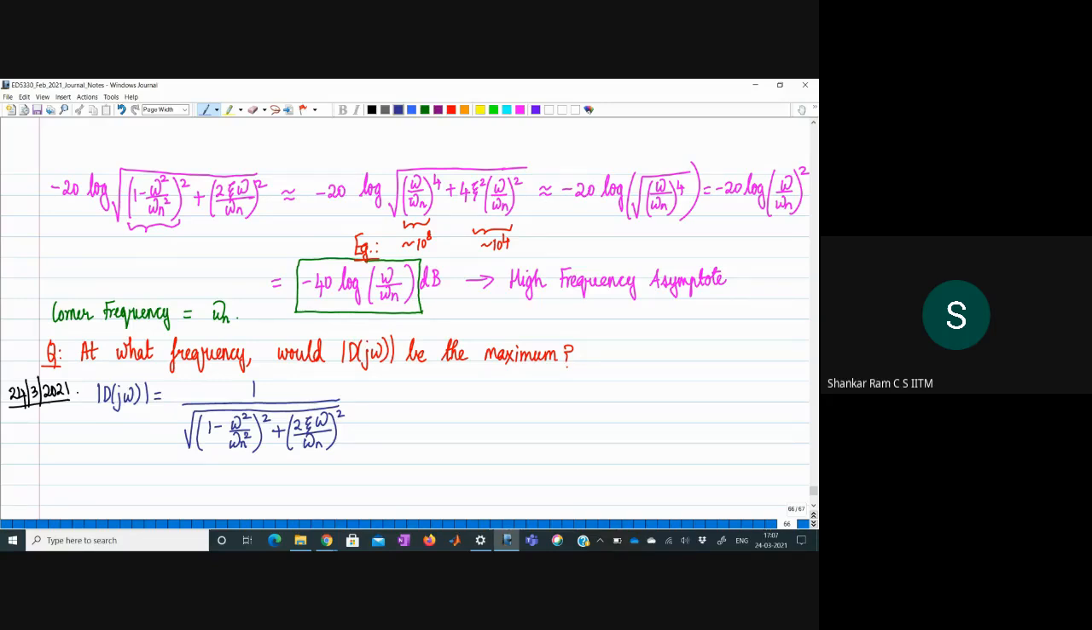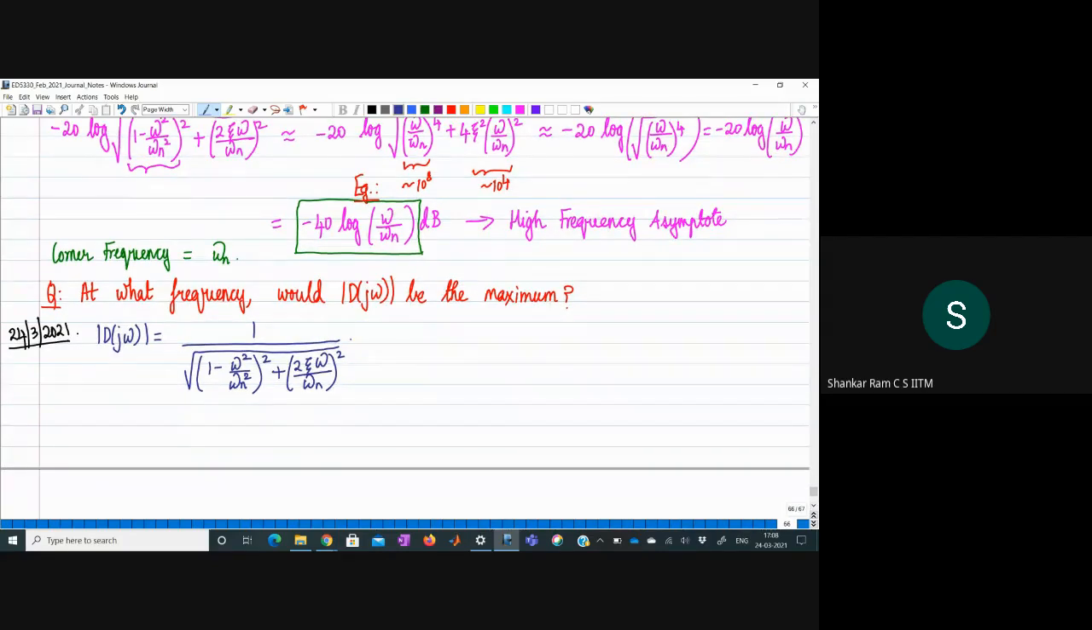Okay, so now the question becomes when this becomes a maximum, right? So we can immediately observe that this is a function of omega, and as we know, if you want to maximize the function, you need to essentially take its derivative, equate it to 0, get the solution, and then take the second derivative and figure out whether the second derivative is negative at that point. So an easier way to do this in this particular case is the following. We can immediately observe that the magnitude of D of j omega would be maximum when, let's say we call this function some f of omega, the function f of omega, 1 minus omega squared by omega n squared whole square plus 2 zeta omega by omega n whole square, is minimum.